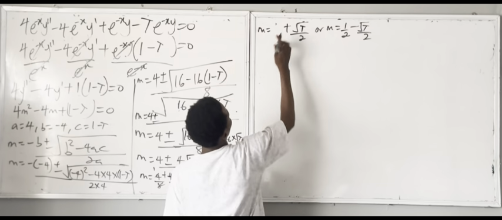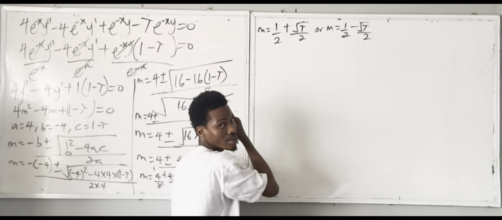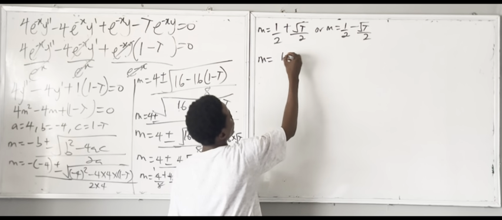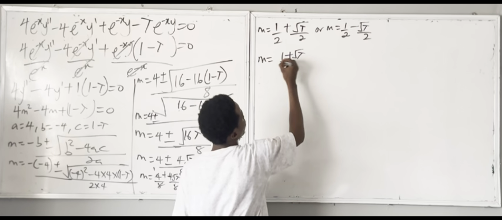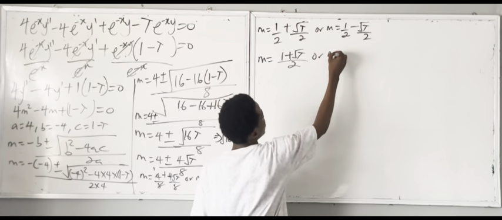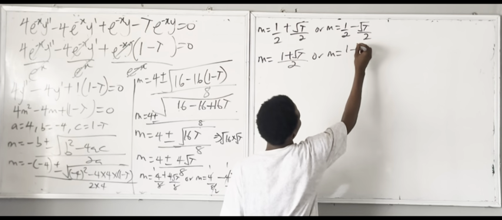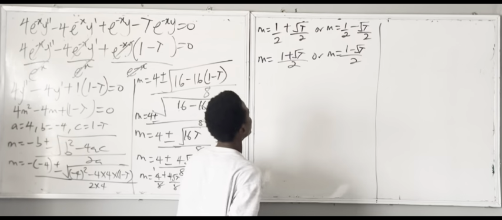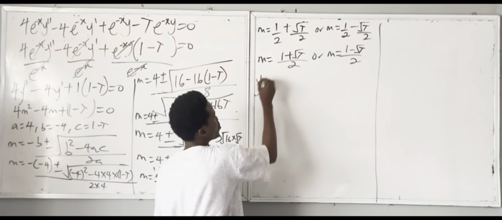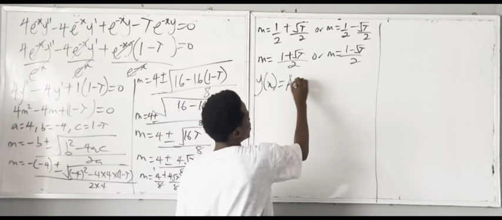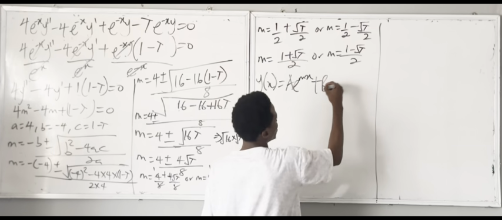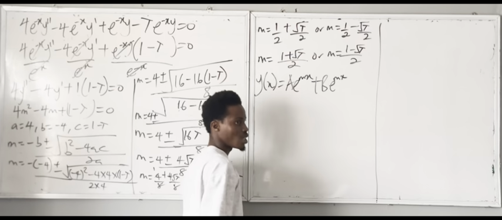So what are we going to do here? Since we have the same denominator, I can say that m is equal to 1 plus root lambda all over 2, or m is equal to 1 minus root lambda all over 2. So you can see that my general solution y of x is a exponential mx plus b exponential mx. This is my general solution.